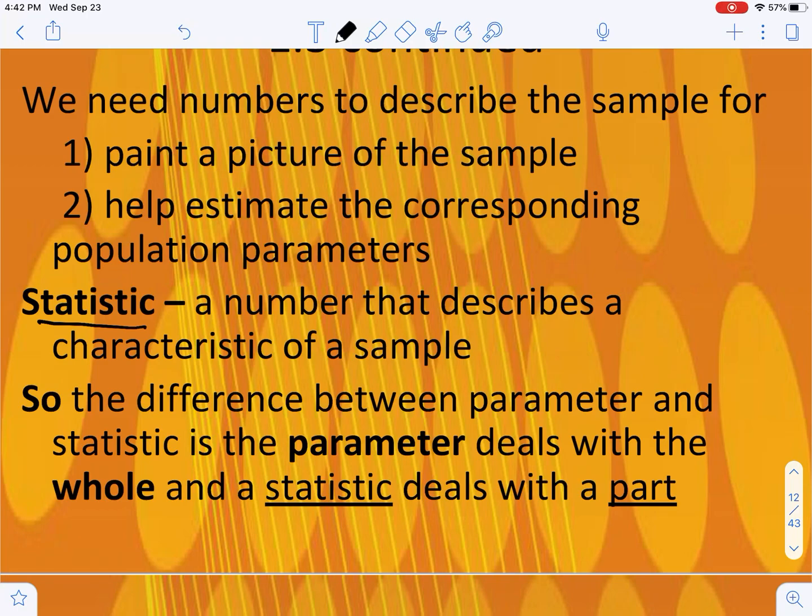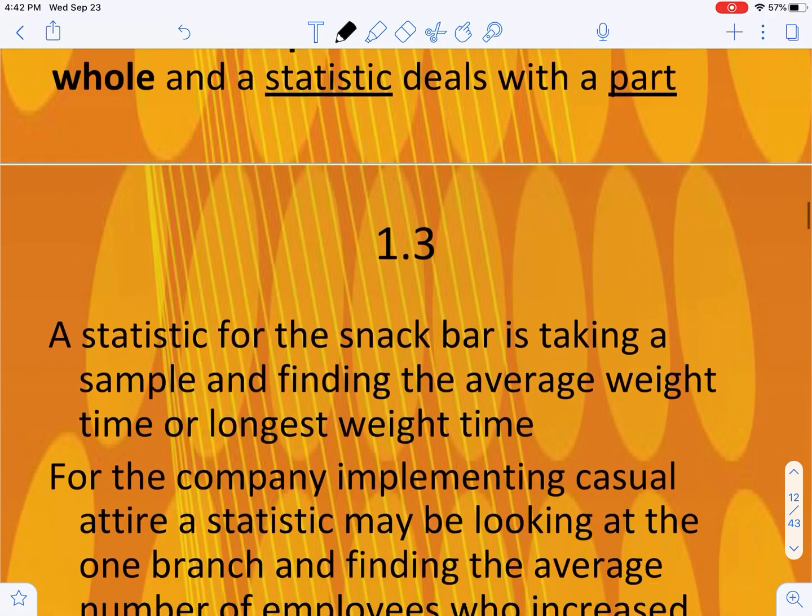If we look at the snack bar example, if I said I have a sample of 100 students, and they had an average wait time of 15 minutes, that would be a statistic. So what's the difference between a parameter and a statistic? A parameter is a number that describes the whole thing, whereas a statistic just describes a part. It just describes an example.